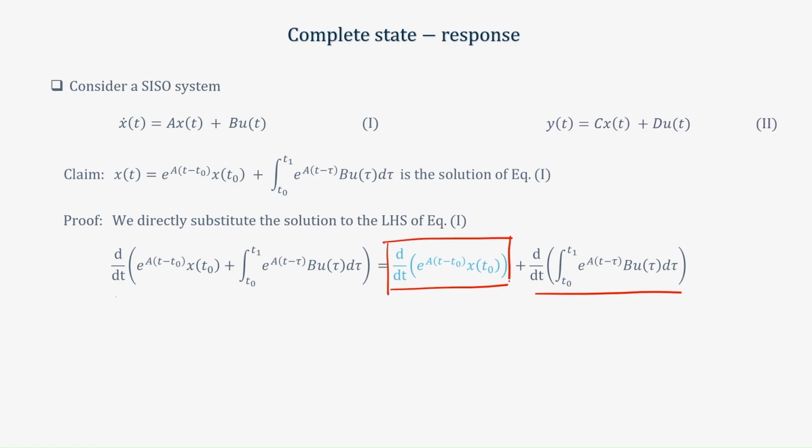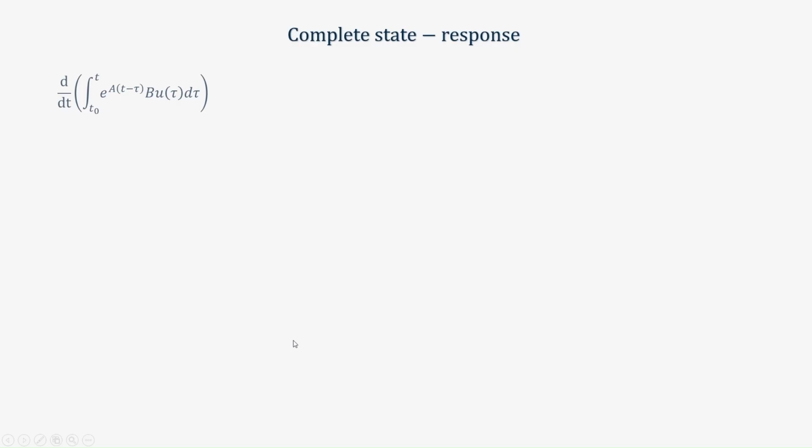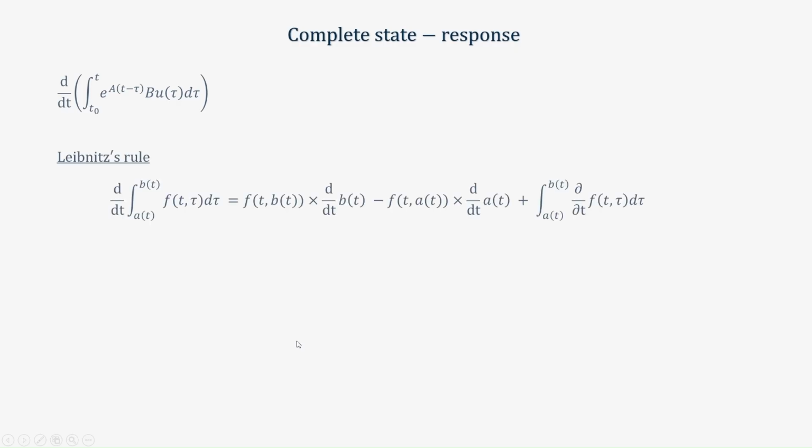This part we have already computed, right. We already know what this part would be. If you remember, this part was A x of t, because this is exactly what we did just now. The only thing is that we have to look into this part and see what we get. So, d/dt of this part, to evaluate it we will use something called the Leibniz rule. You can look it up in any calculus book. So, the Leibniz rule says this.